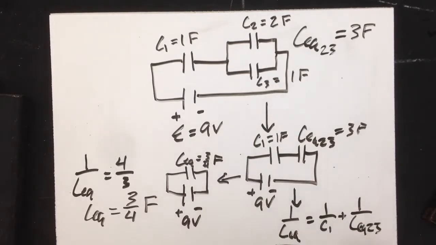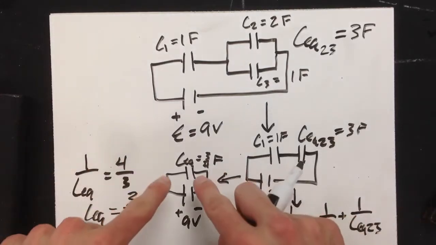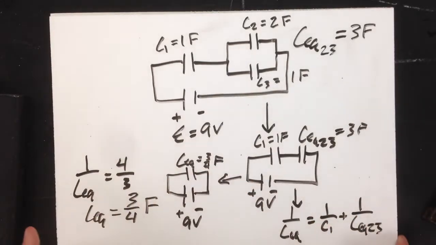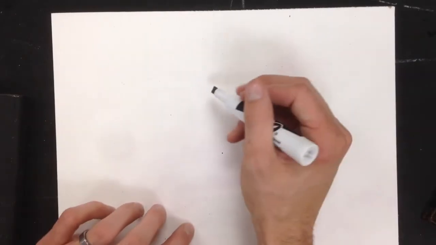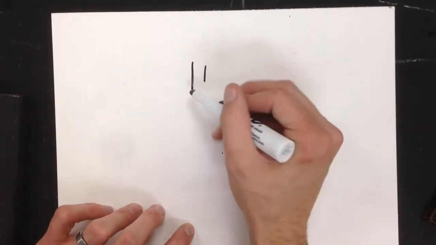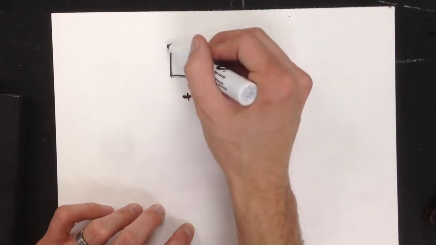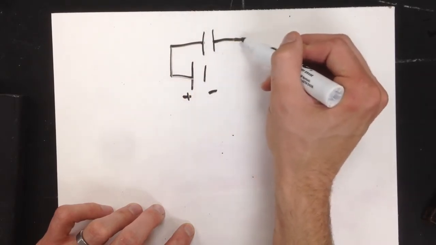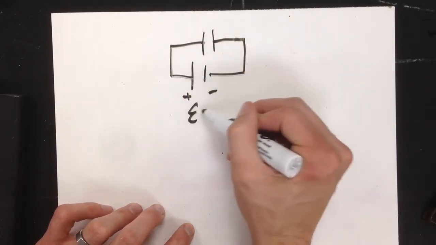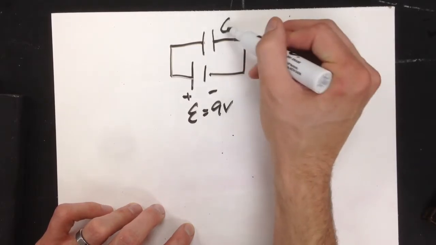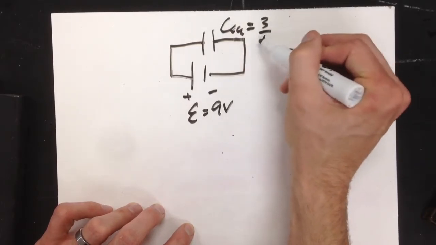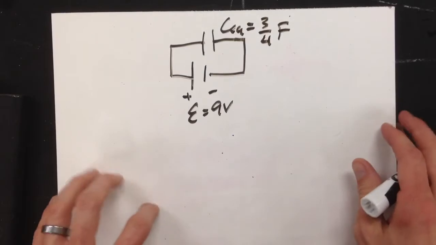So now, where do we go from here? Well, I know the equivalent capacitance here. So I'm going to draw this a little bit bigger so that we can get a good idea of what's going on. I've got my 9-volt battery, and then I've got my equivalent capacitance, which is, remember, a combination of all my other capacitors. And it was 3/4 of a farad.